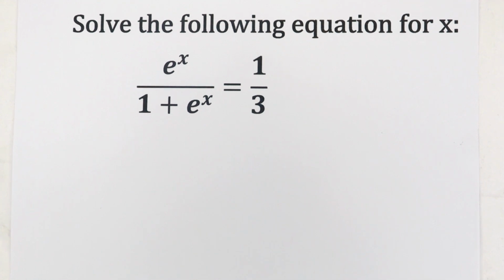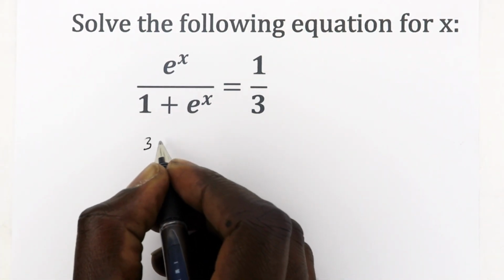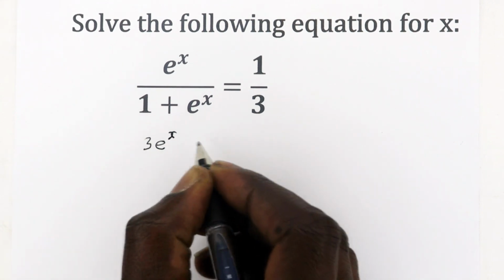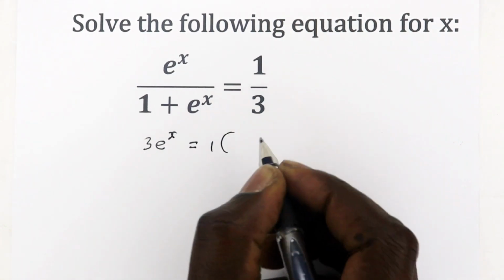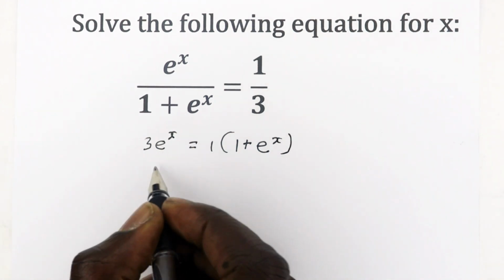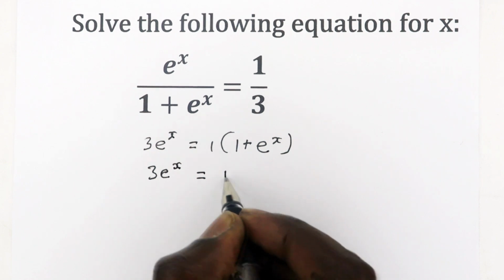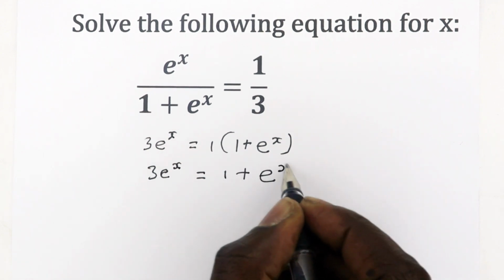Solve the following equation for x. You have e to x over 1 plus e to x is equal to 1 over 3. So the first thing you're going to do is just cross multiply so that you have 3e to x is equal to 1 into 1 plus e to x. If you simplify this, you're going to have 3e to x is equal to 1 plus e to x.